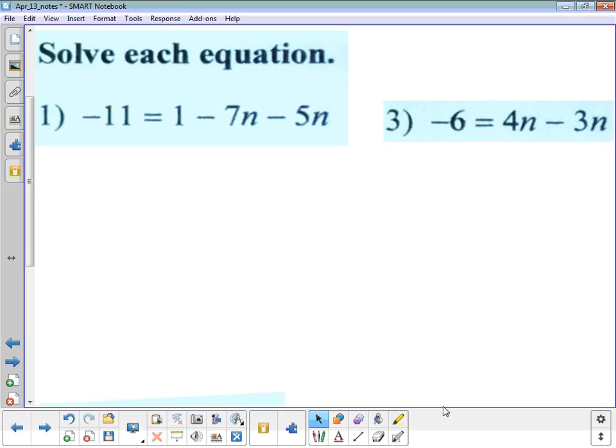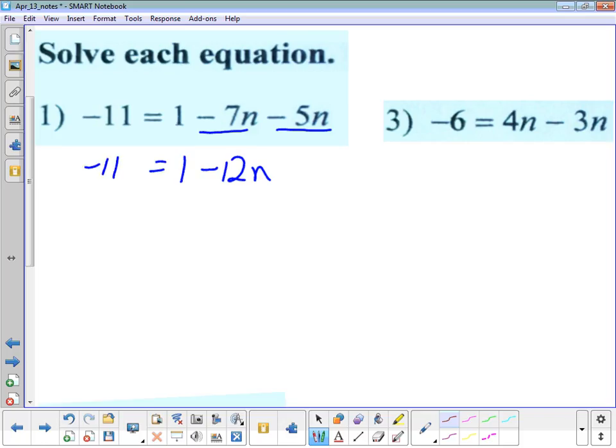Okay, so problem one. The first thing to notice here is that I have like terms right here. I've got to deal with those first before I do anything else. I've got to simplify it, clean it up, then I can start to solve the problem. Since those are both like terms and they're both negatives, I have negative 7n plus negative 5n. This is really 1 minus 12n. So that's my first step, to get the like terms combined.